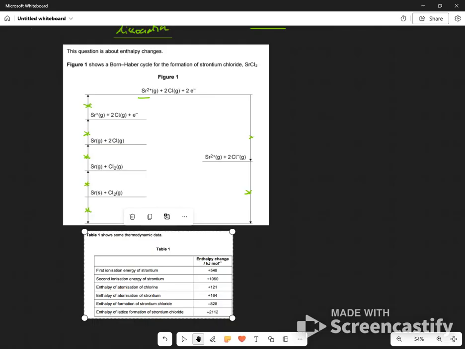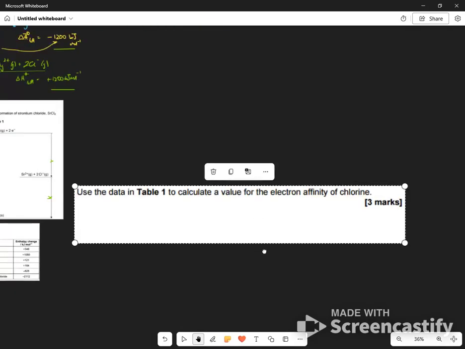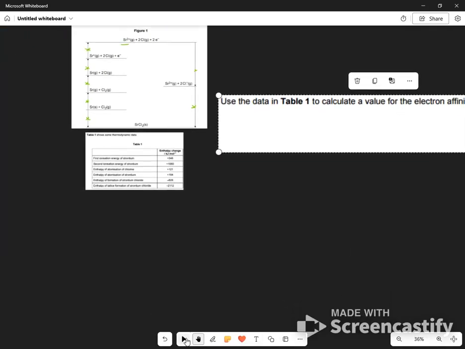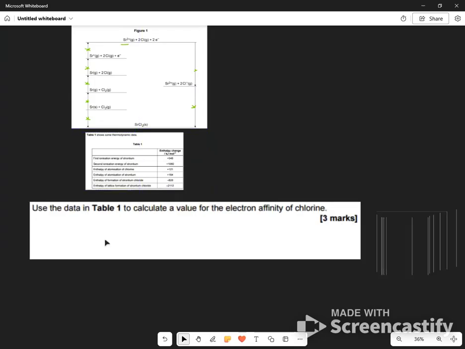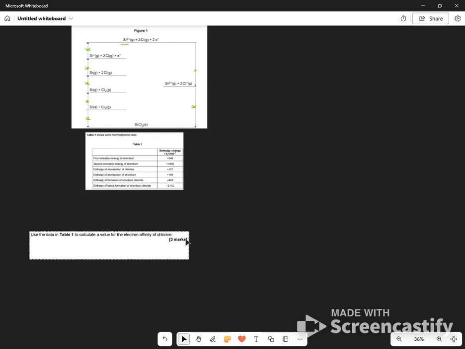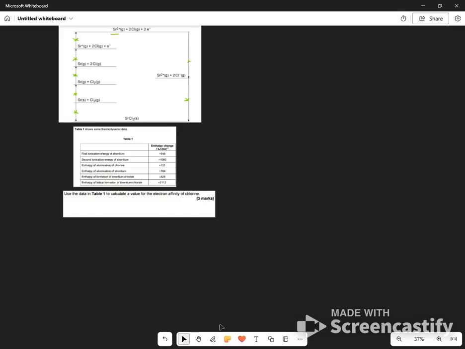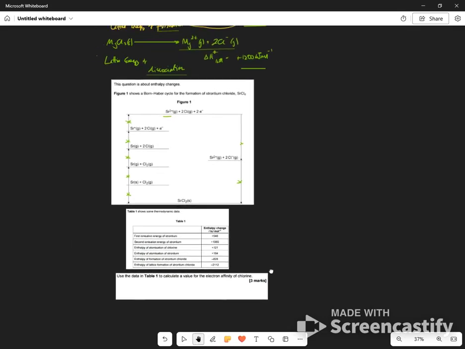And what they want you to do is calculate the electron affinity. There's the question they want. It always pastes in a really weird way. So the question they want us to do is to find the electron affinity of chlorine. So let me drag this down and make it a bit bigger.